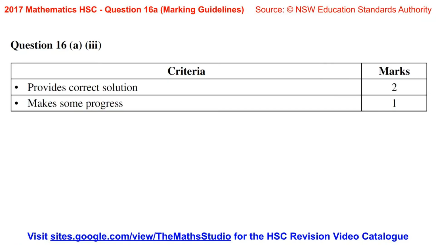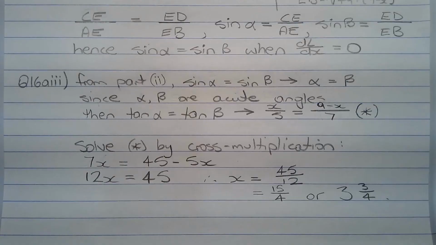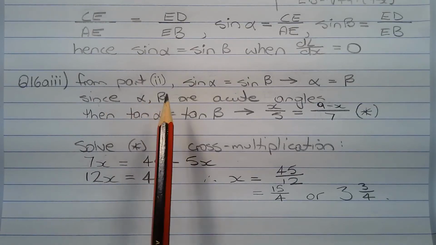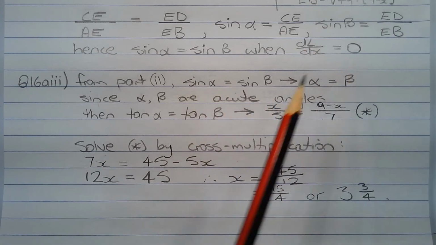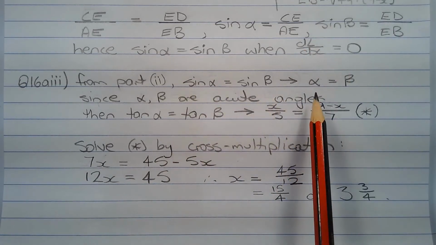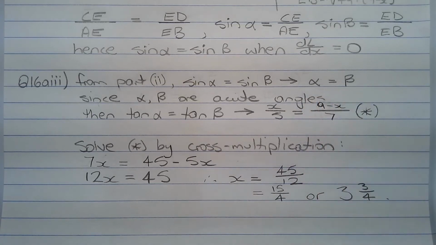The following are the marking guidelines for question 16a, part 3. For 1 mark, we have "makes some progress", and for 2 marks, we have "provides correct solution". From part 2, we've shown that sine alpha is equal to sine beta when dL/dx equals 0. This implies that angle alpha equals angle beta.